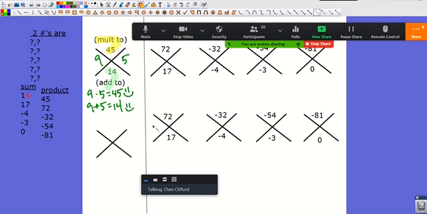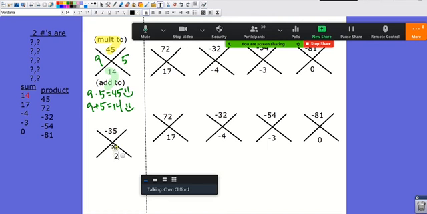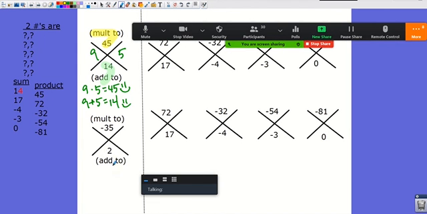Okay. And let's pretend we have negative 35 and, let's go, 2. Okay. I want two numbers that multiply to negative 35. Remember, the top number is always going to be multiply to. Bottom numbers always add to.